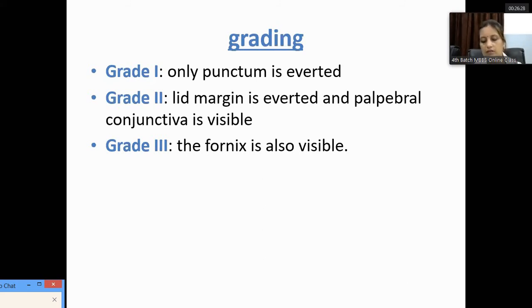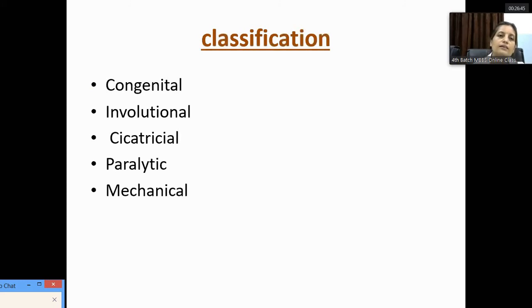So what is the fornix? The conjunctiva has 3 parts: bulbar conjunctiva, palpebral conjunctiva, and the fornix, which is the joining of the bulbar and palpebral conjunctiva. So in grade 3, the fornix will also be seen. Again, the classification of ectropion is congenital, involutional, cicatricial, paralytic, and mechanical. The acquired types of ectropion are 4 types: involutional, cicatricial, paralytic, and mechanical.